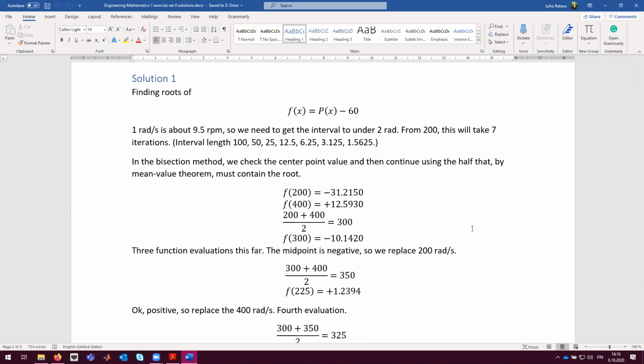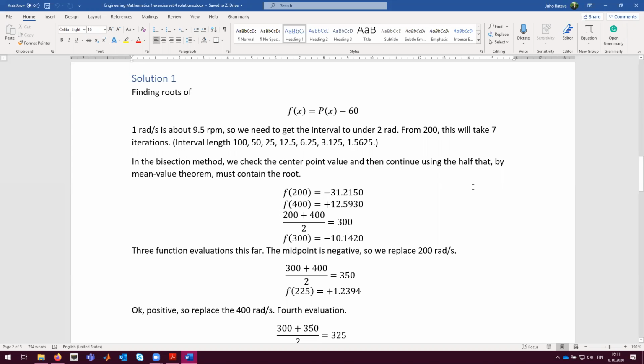In this case, under 2 rad, because we're getting this roughly 1 to 10 accuracy. And we can see right away from the length of the interval, we have 200 as the interval length, that when the interval halves every iteration, we will need to take 7 iterations. So from 200 to 100, 50, 25, and so on.